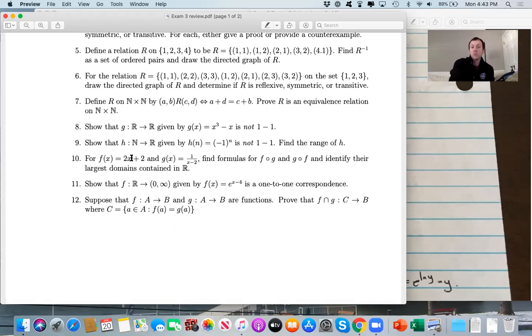Because you could restrict the domain. You could make it finite or maybe only allow natural numbers or integers in here, but we're looking for the largest possible set.